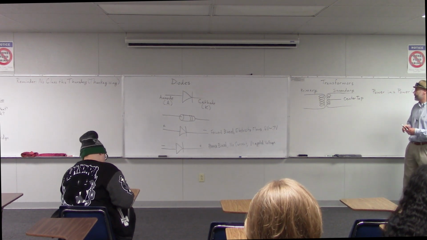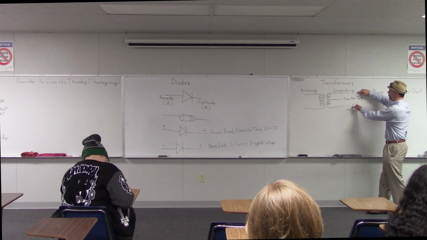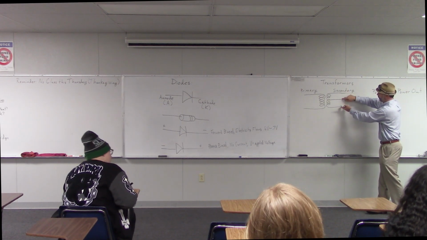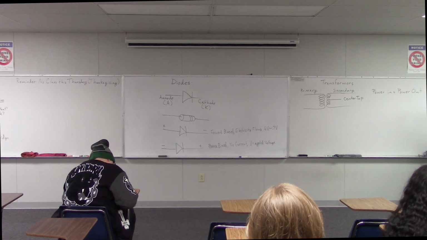The center tap split the output voltage right in half. So if we had 10 volts coming out, we'd have 5 from the top to the middle and another 5 from the middle to the bottom. So that's the center tap transformer.